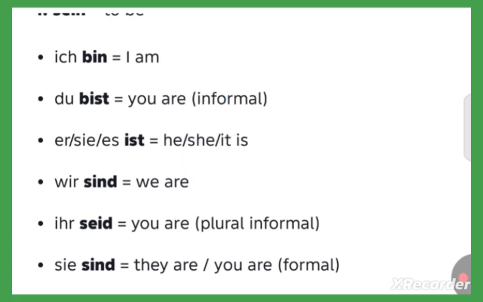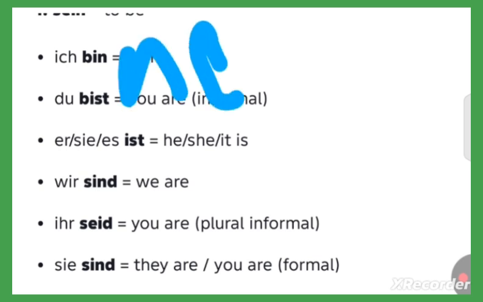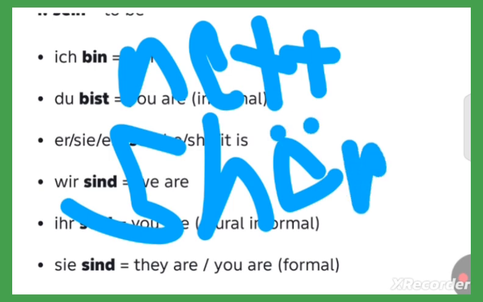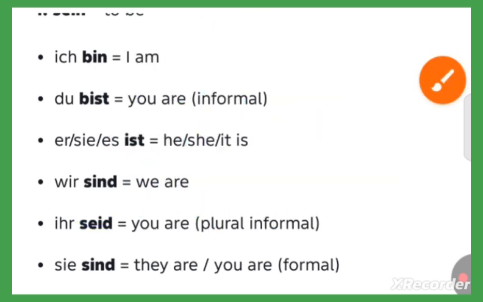We know nice as in being a nice person, which is nett. But there is also being nice like you're cute, that type of nice, which is schön. So that is du bist schön. You are nice, but in terms of appearance.